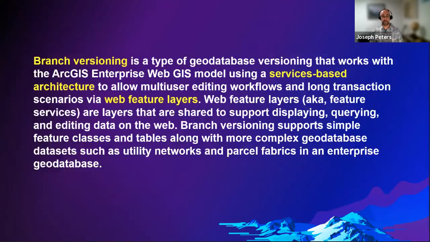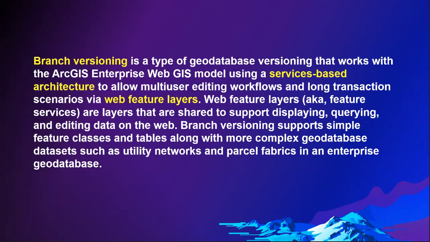So branch versioning, briefly, is a newish versioning type within our system. It's been around for several years now, but it is newer than what we consider our traditional versioning type. It takes advantage of our services-based architecture. I think that's a key tenet of why this was developed in the first place and what it allows us to do. With that services-based architecture, we can move it outside of just the desktop, into other applications, onto the web, et cetera. So it allows users to leverage versioning capabilities on the web. This is unique to branch versioning and is not possible with traditional versioning. We'll talk about this new architecture along with other advantages and details.